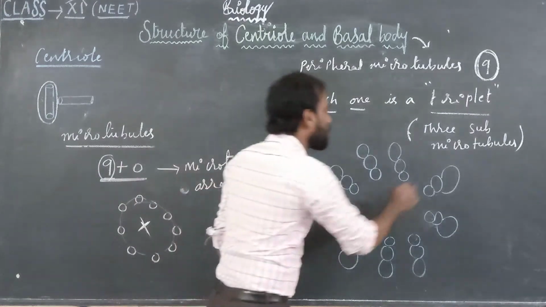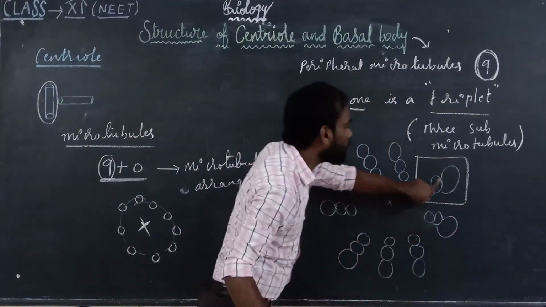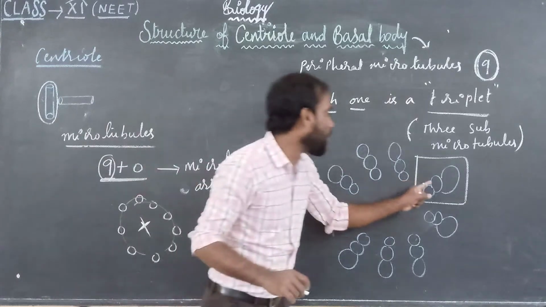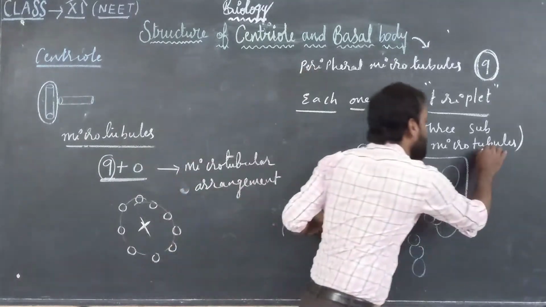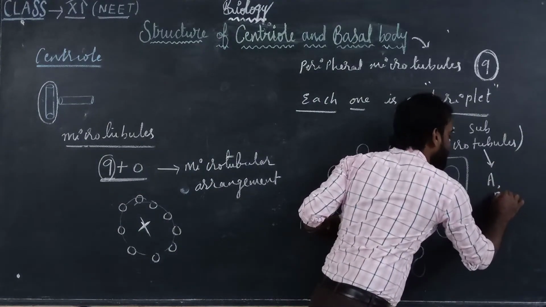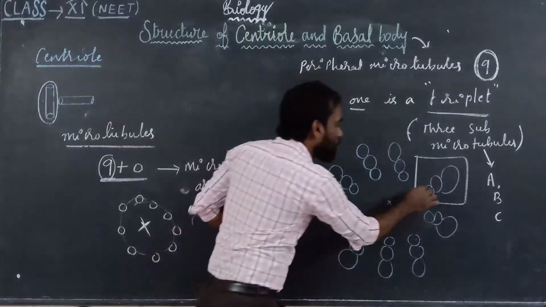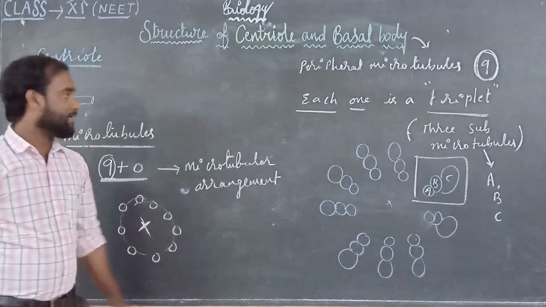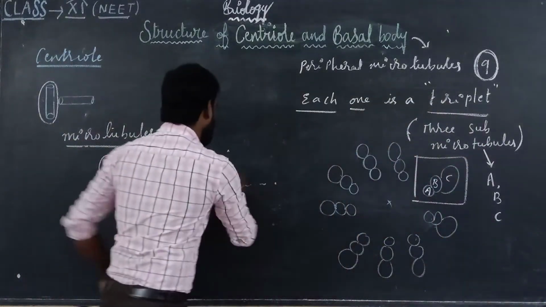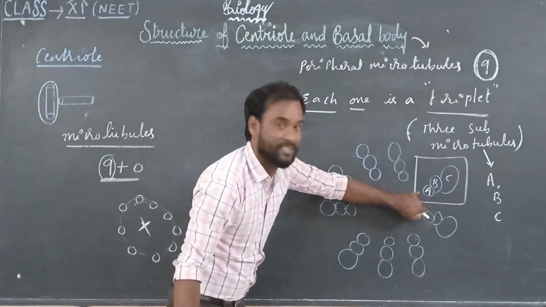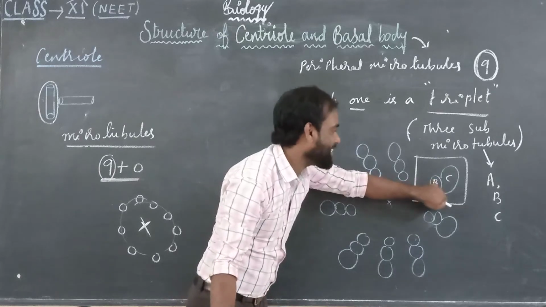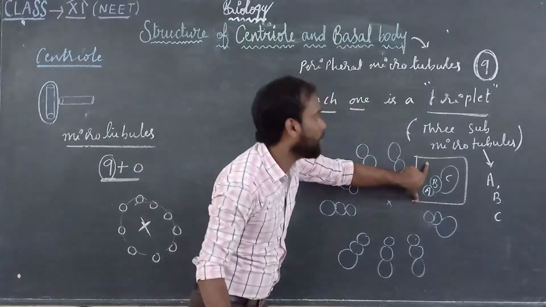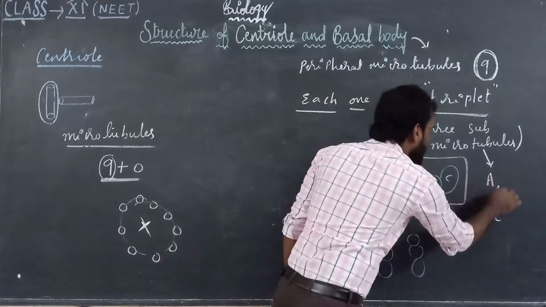Now you see, each microtubule is a what? It is a triplet. Each microtubule is a triplet. Means it is made up of 3 submicrotubules. The 3 submicrotubules are A, B, C. A is towards the inner side. B will be at the center. C will be towards the peripheral side. So each peripheral microtubule is made up of three submicrotubules A, B, C.